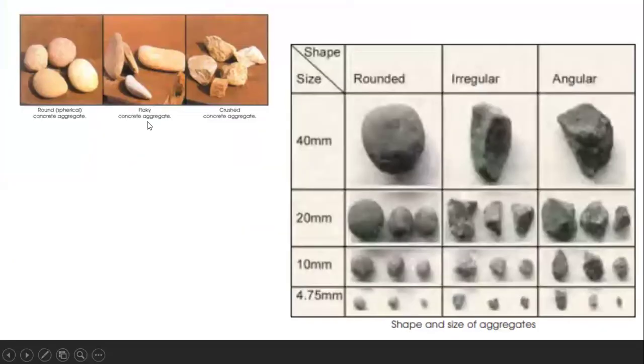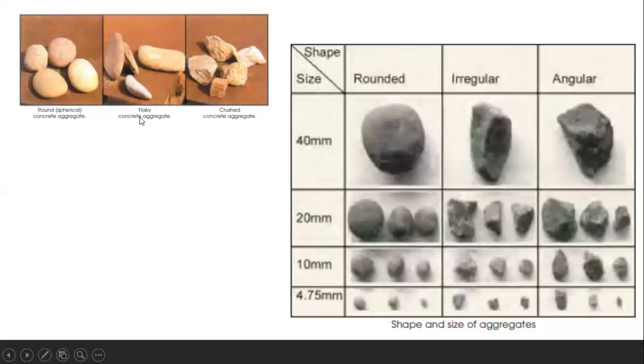So we have different shapes of aggregates. First of all, we have seen the origin of aggregates, and we have seen the classifications of aggregates. Now I'm going to present the shapes of aggregates. We have mainly three main shapes. First one is rounded shapes, which have a smooth feeling, and another one is flaky aggregates.